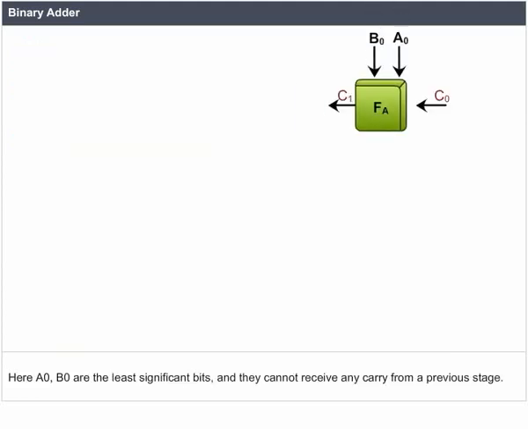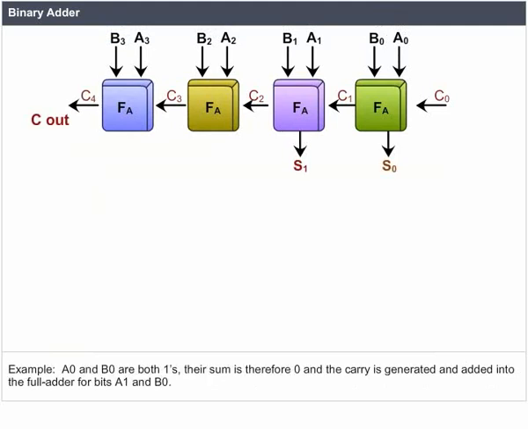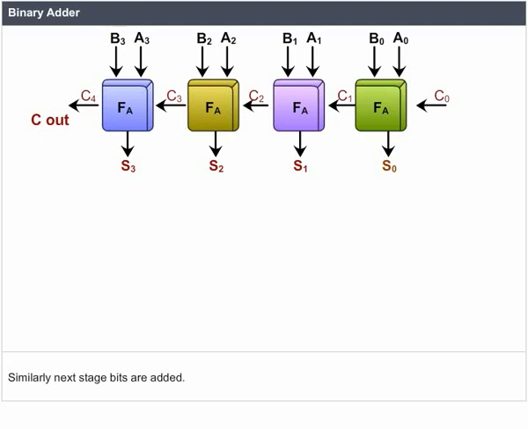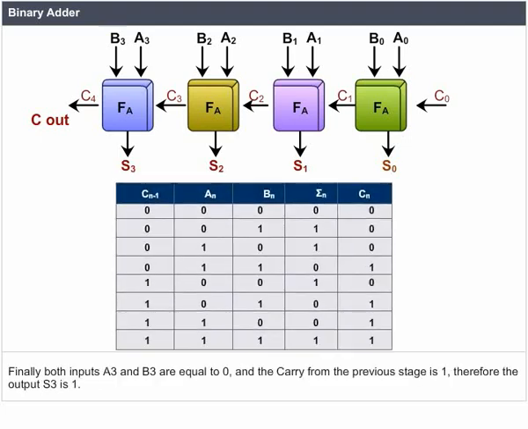Here A0, B0 are the least significant bits and they cannot receive any carry from a previous stage. From the above example, A0 and B0 are both 1s. Their sum is therefore 0 and a carry is generated and added into the full adder for bits A1 and B1. Similarly, next stage bits are added. Finally, both inputs A3 and B3 are equal to 0 and the carry from the previous stage is 1. Therefore, the output S3 is 1.